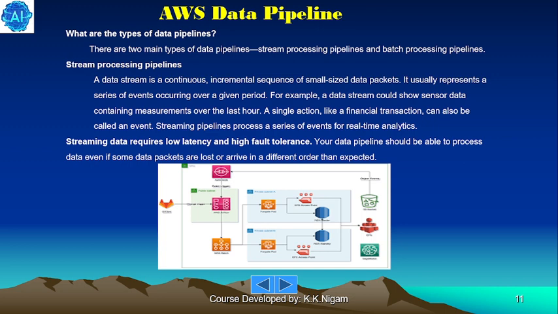Streaming pipelines process a series of events for real time analytics. Streaming data requires low latency and high fault tolerance. Your data pipeline should be able to process data even if some data packets are lost or arrive in a different order than expected.